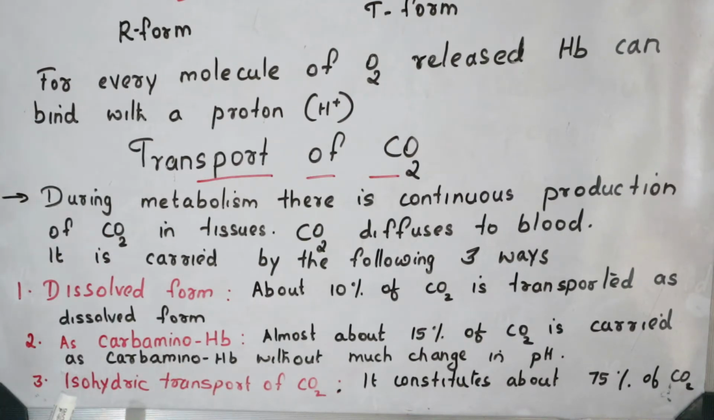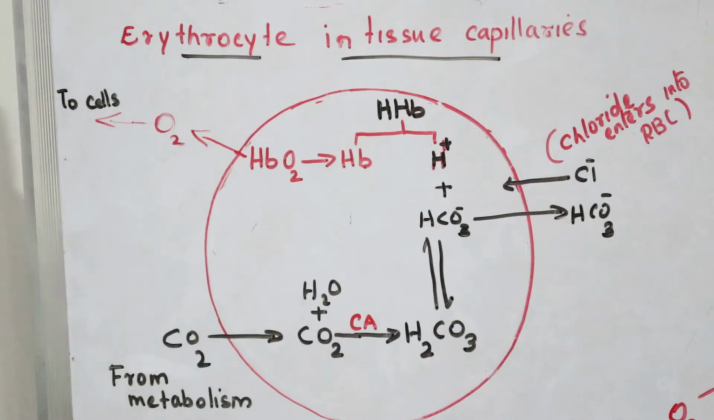So we can have a detailed look at this isohydric transport of carbon dioxide and chloride shift. Isohydric transport means there is a minimum change in the pH during the transport. Actually, here comes the role of hemoglobin. That is, the H plus ions that are produced are buffered by the deoxyhemoglobin here. And let us see what happens in this transport.